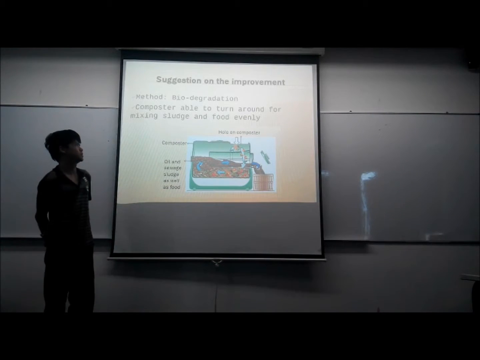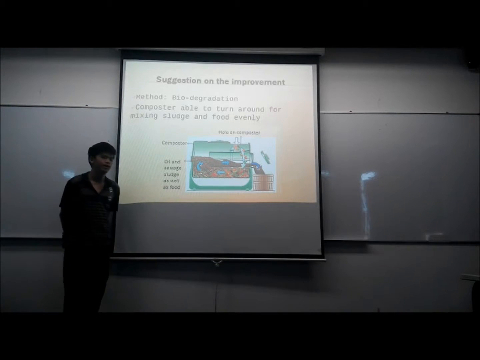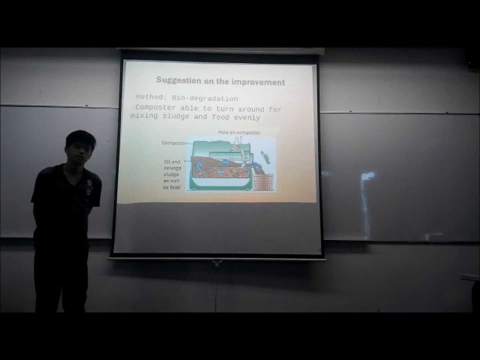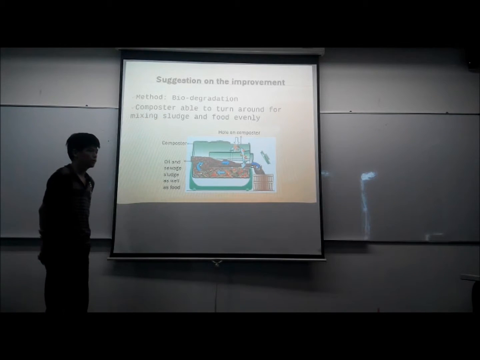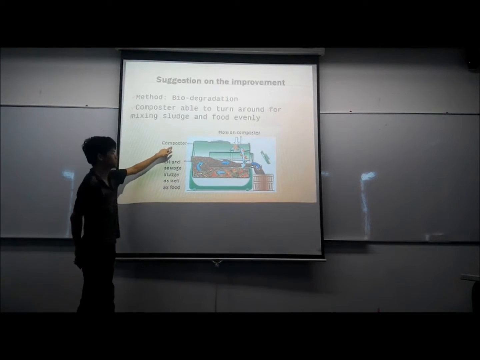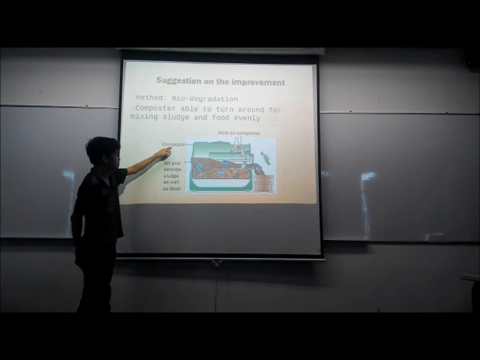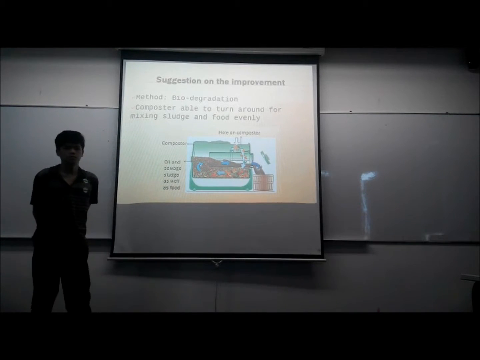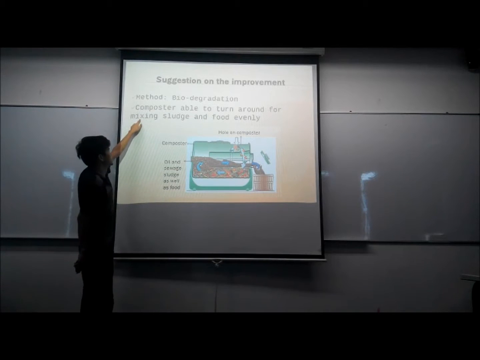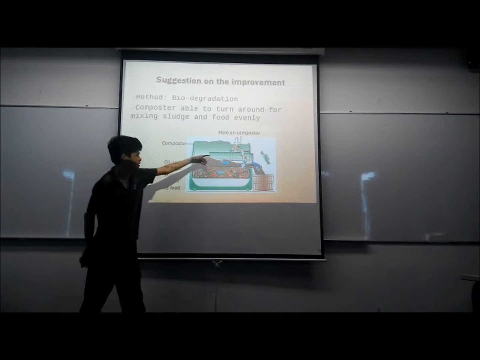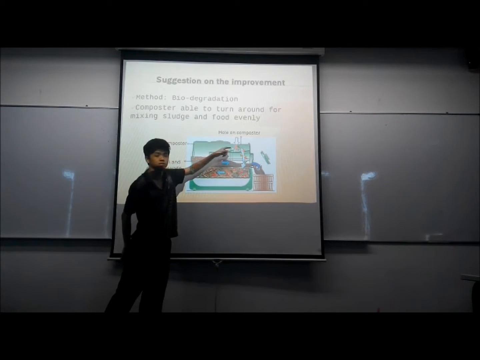This slide is actually talking about suggestions for improvement, to be able to remove the oil sludge. What this method is about is biodegradation, with the aid of bacteria to break down the oil sludge. As you can see on the slide, there's a green box. This is referred to as a composter, and inside the composter contains oil sludge, sewage sludge, as well as food. This composter is able to turn around so that the sludge and the food can be mixed evenly. As you can see, there's an arrow indicating that it is able to turn.